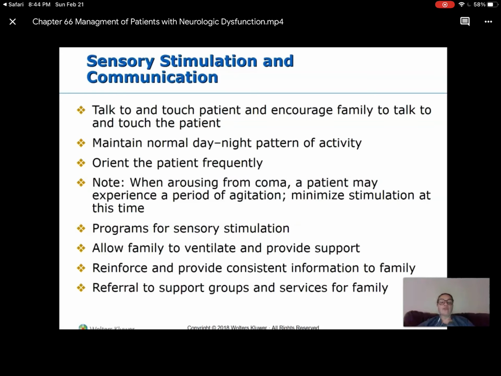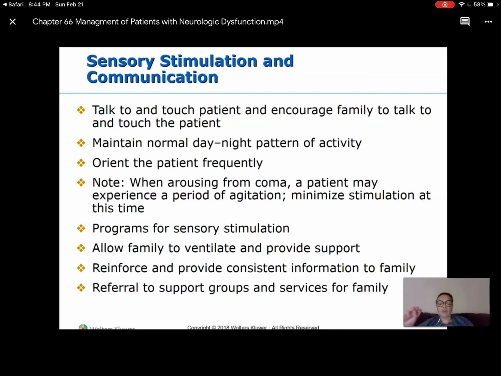Programs for sensory stimulation. This is just like any other kind of occupational therapy. You know, touch, sense, feel. A patient with any kind of injury neurologically has to relearn everything over again, even the fundamentals. Okay? Provide support. This is a collaborative effort. Families should be involved every step of the way.